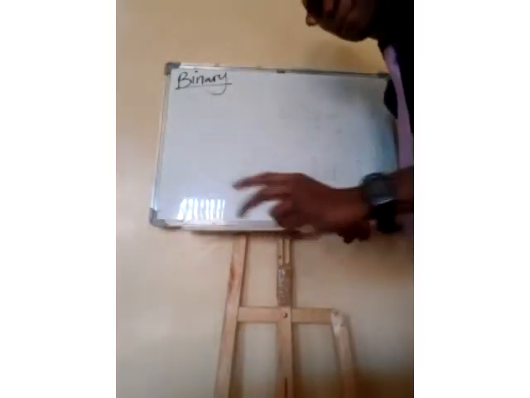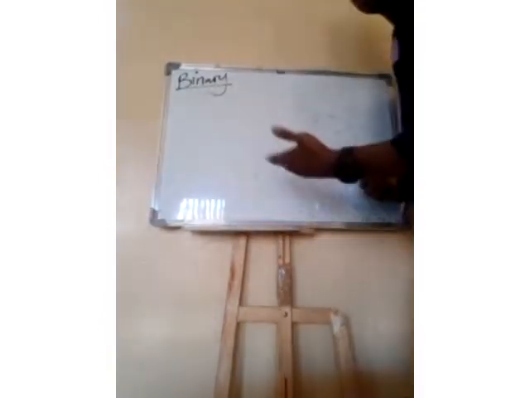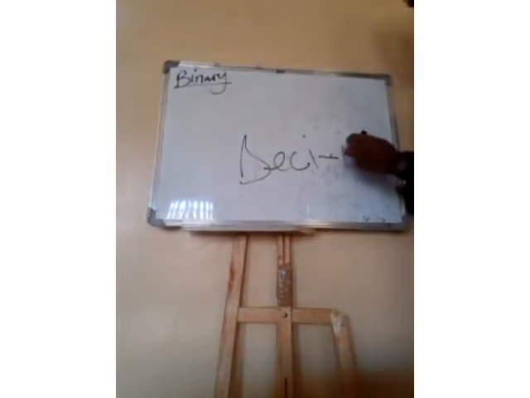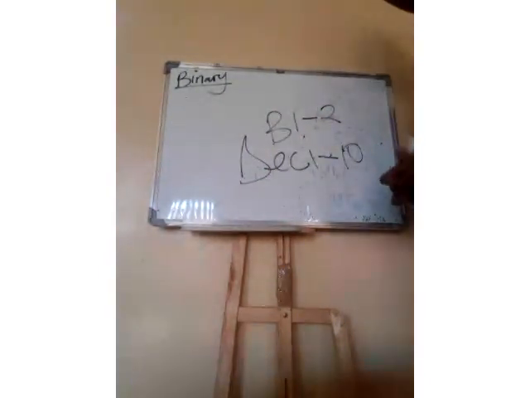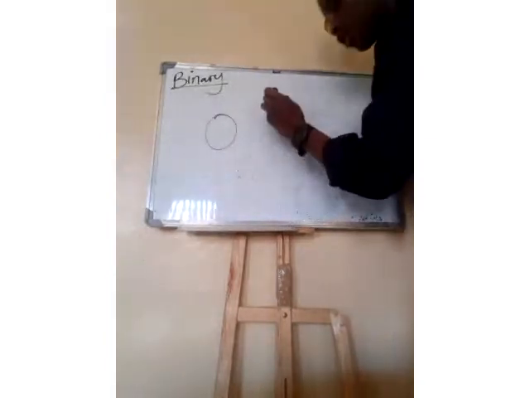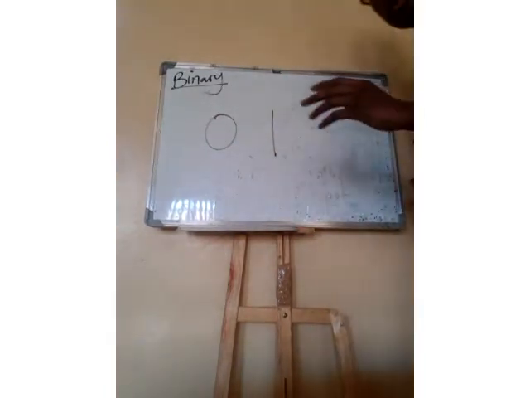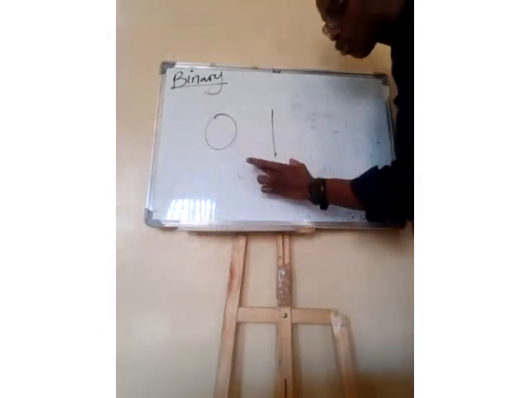Okay? Now, the first thing we said was that bi means 2. The same way you have a decimal. Dec means 10. Bi means 2. So we'll be dealing with only 2 numbers. And what are those 2 numbers? Those 2 numbers are 0 and 1. So 0 and 1 are the only numbers that a computer understands. It only understands zeros, and it only understands ones.